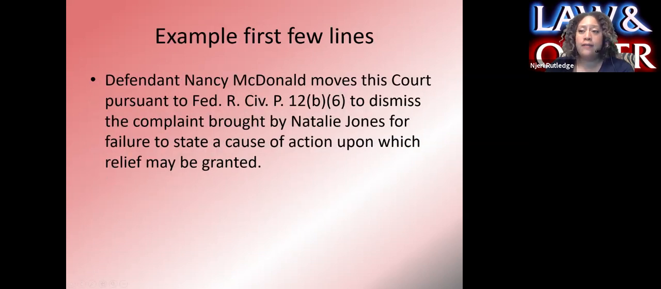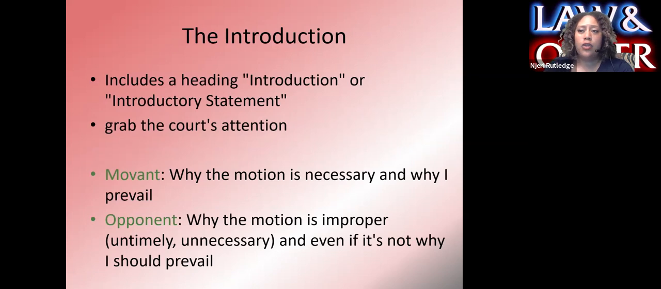Another example, defendant Nancy McDonald moves this court pursuant to Federal Rule of Civil Procedure 12(b)(6) to dismiss the complaint brought by Nally Jones for failure to state a cause of action upon which relief may be granted. Your introduction, which is a separate section from those one or two sentences, can say introduction or introductory statement, but it should be something that grabs the court's attention. And if you're the moving party, you want the court to know why the motion is necessary and why you should win.